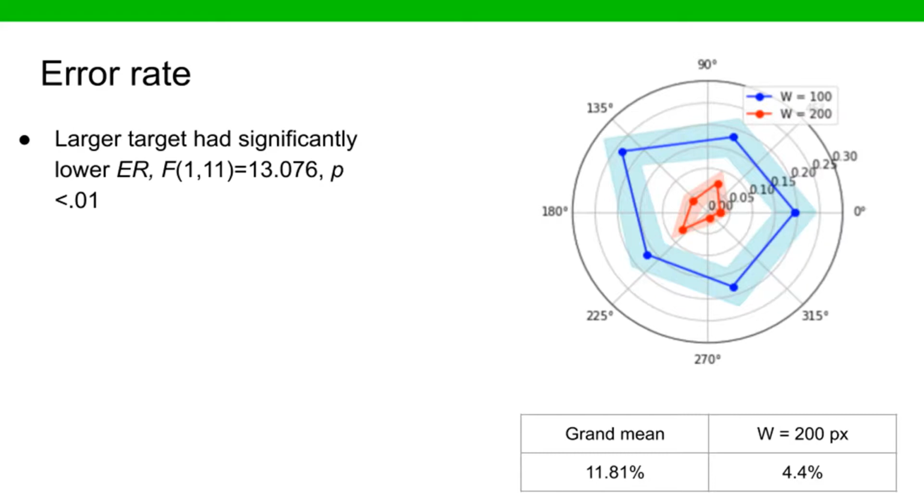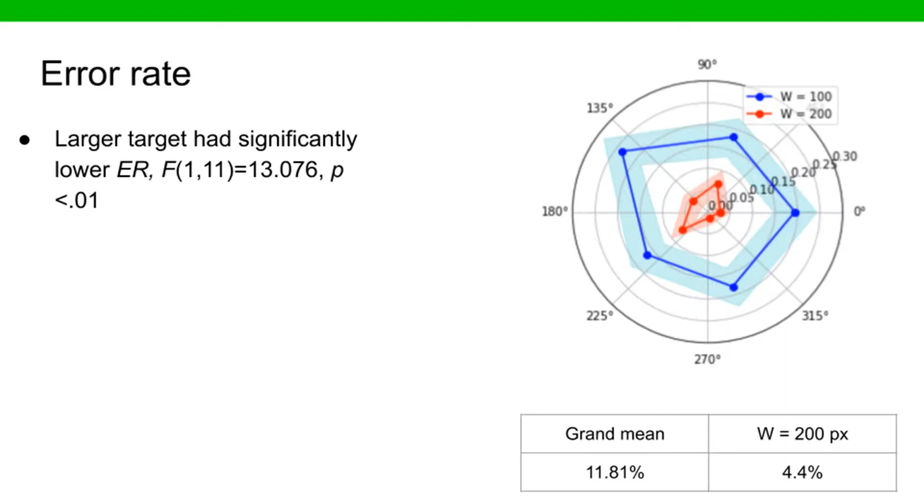Larger target width had the lower error rate, 4.4%. The BCI may produce false positive clicks if a selection happens inside the target before the user begins to imagine the movement. A larger target increases the probability of such false positive selections being inside the correct target.